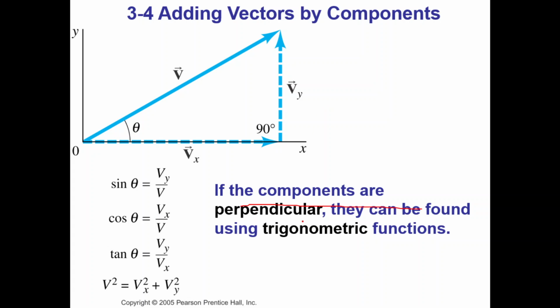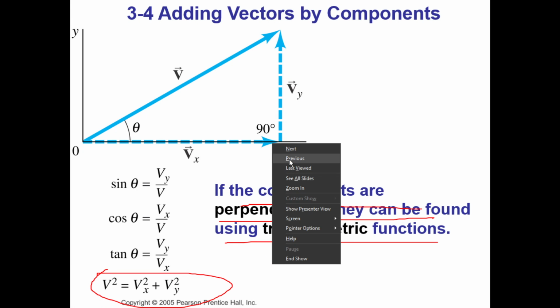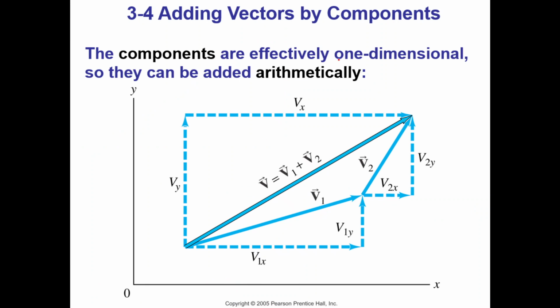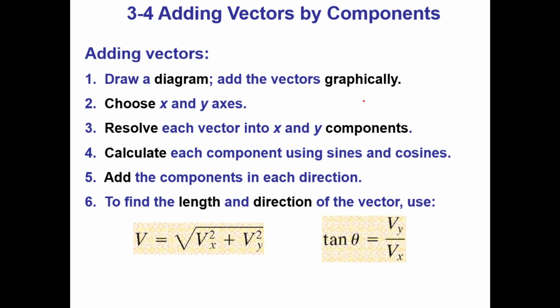If the components are perpendicular, they can be found using trigonometric functions. To find sine theta, we use Vy over V. To find cosine theta, we use Vx over V. To find the tangent of theta, we use Vy over Vx. And V squared is equal to V2x squared plus V2y squared. The components are effectively one-dimensional, so they can be added arithmetically.